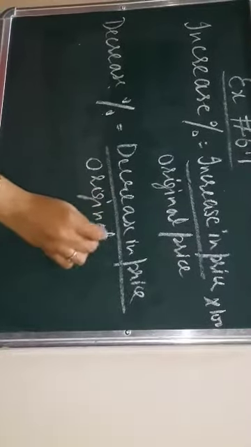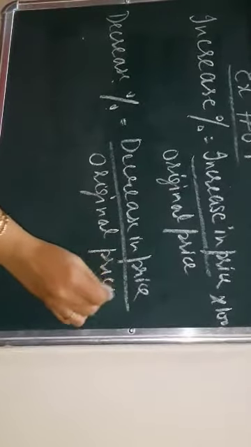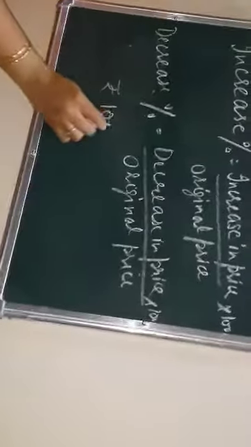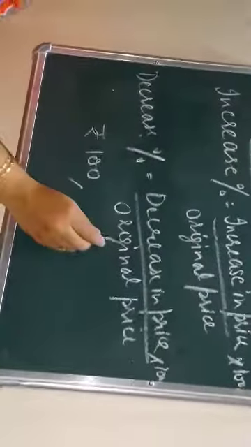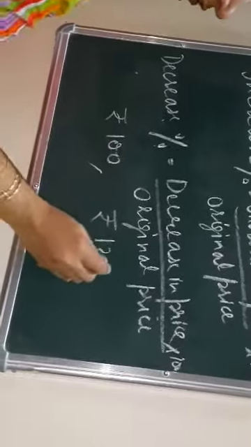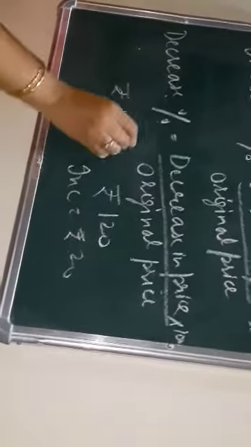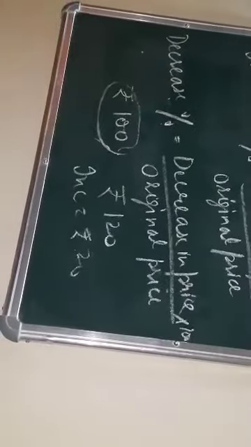Now in the previous question I told you that if the thing is of 100 rupees, and then its price is increased and it has become 120 rupees, so increase is rupees 20 and original price is this. Original price means initially what the price was.